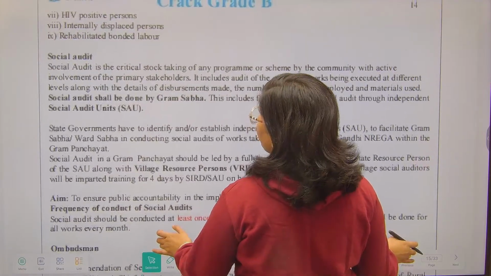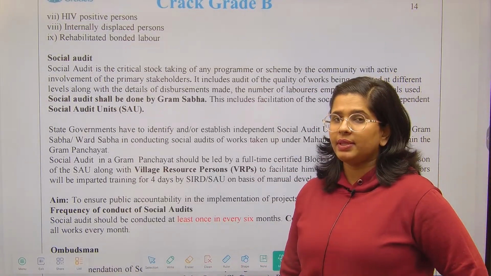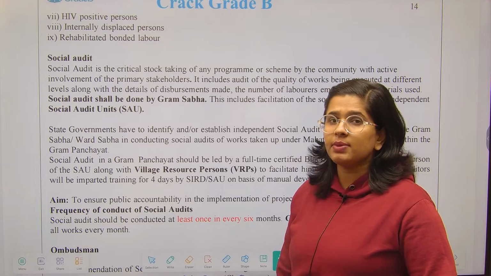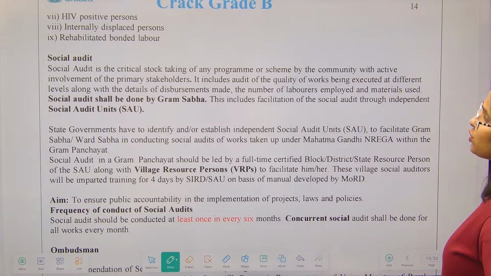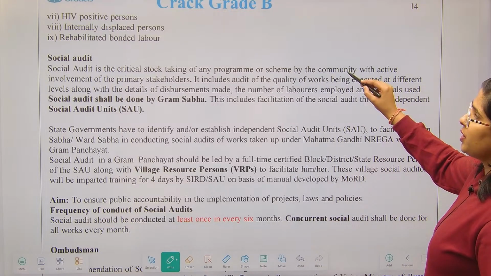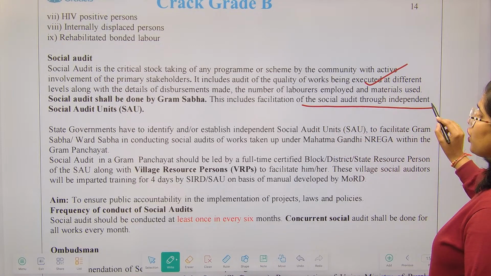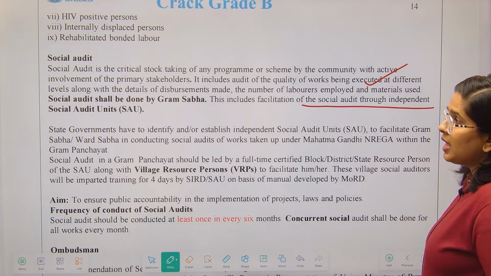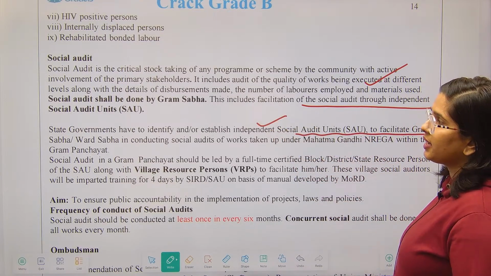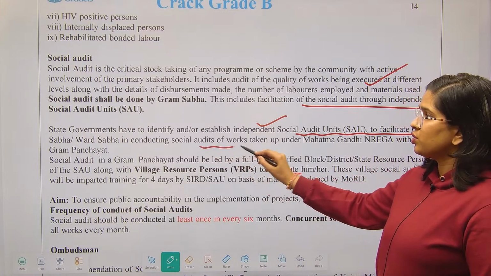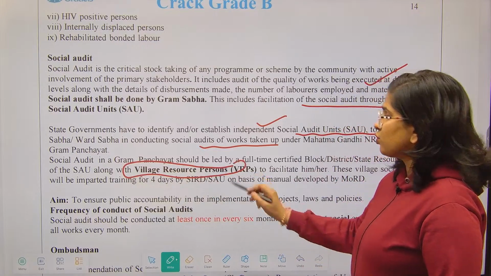Now there is one feature of it that we need to focus on, and this is social audit. So you have to remember that social audit is the responsibility of Gram Sabha. ठीक है, Gram Sabha की responsibility है ये. It is a critical stock taking of any program or scheme by the community with active involvement of the primary stakeholders. This includes facilitation of social audit through independent social audit units. State governments have to identify or establish independent social audit units to facilitate the Gram Sabha and Ward Sabha in conducting the social audits.